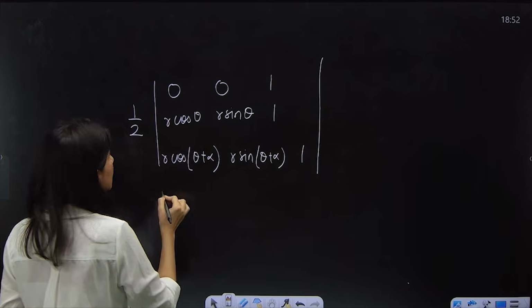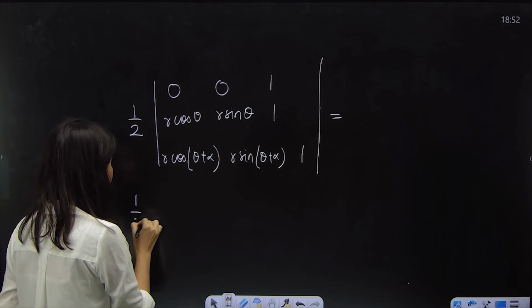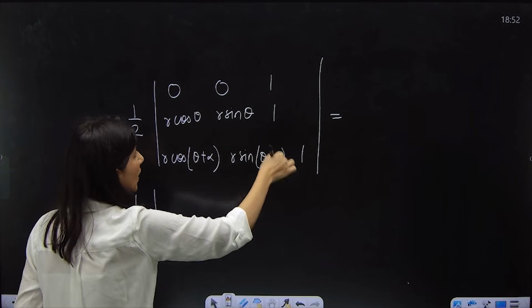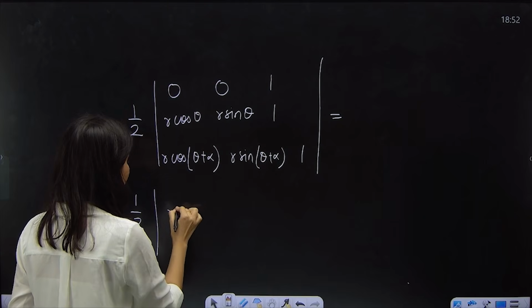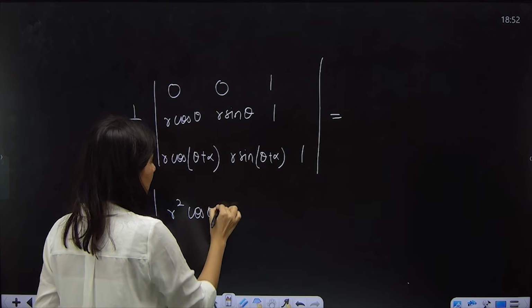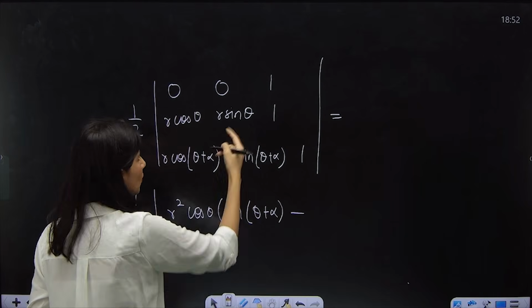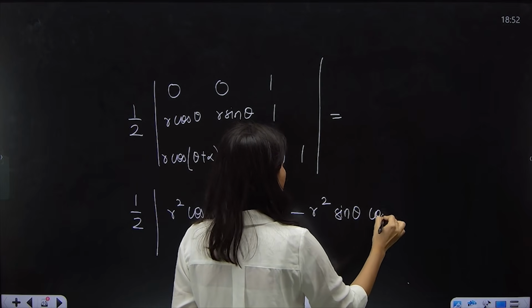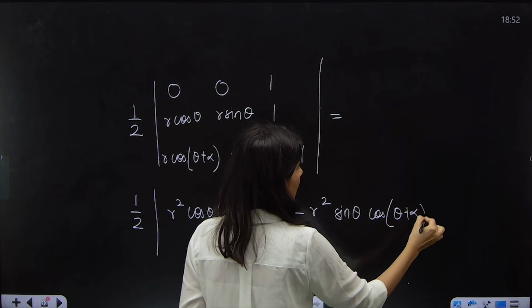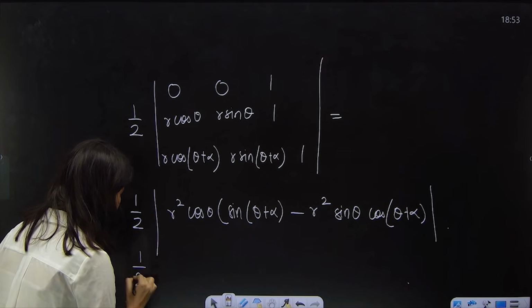Close this, is what we need to calculate. Half is already there. Okay. So just 1 and this r cos theta, r sin theta plus alpha. R square cos theta sin theta plus alpha minus this cross this r square sin theta cos theta plus alpha, mod close. Okay. So this is going to become half.